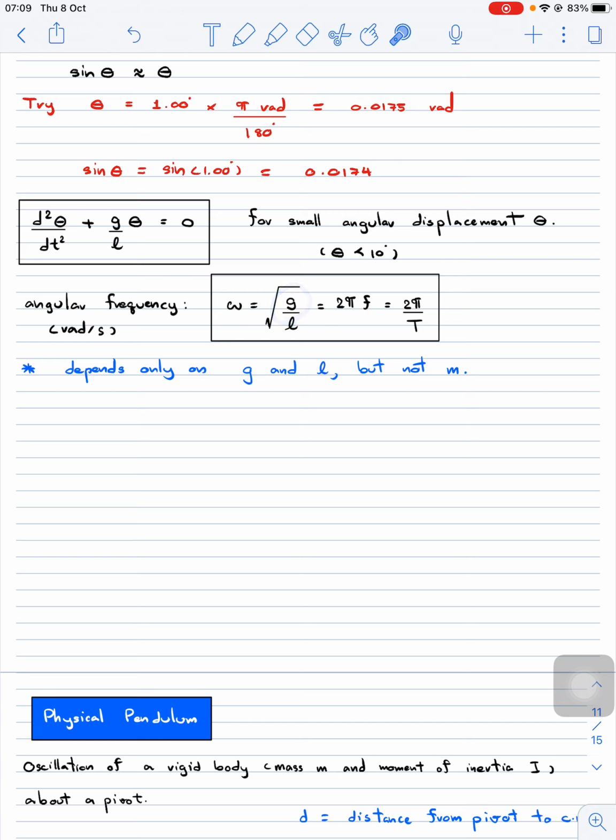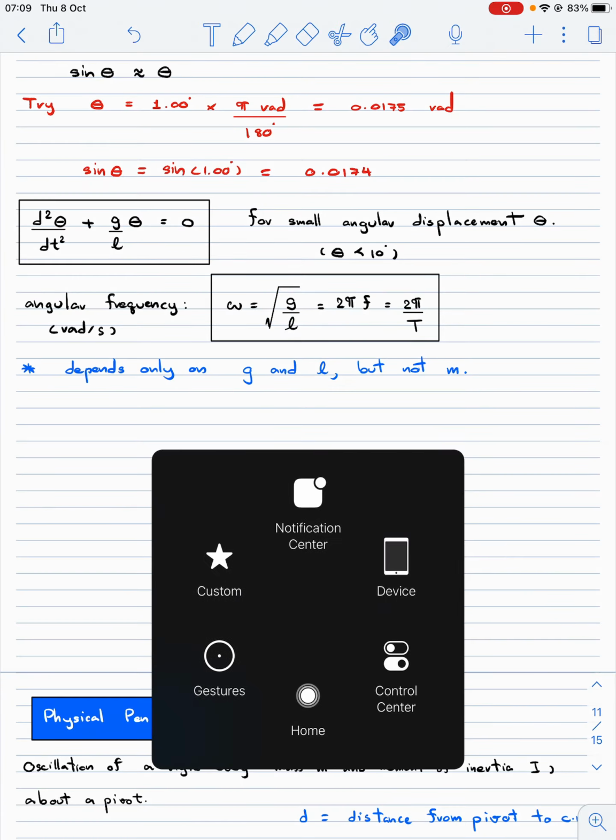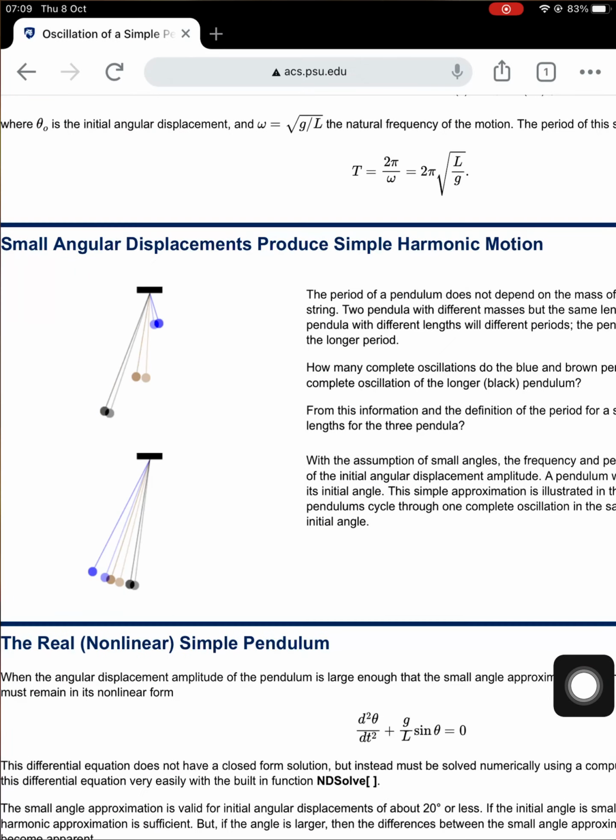So if g is small, for example on the moon compared to the Earth, then the period must be larger. But if the gravity is large, for example on the Earth, then the period must be smaller. So let's go back to this simulation again.